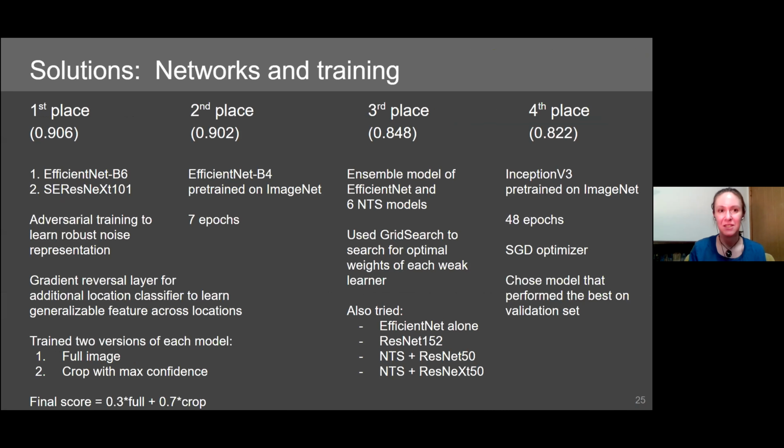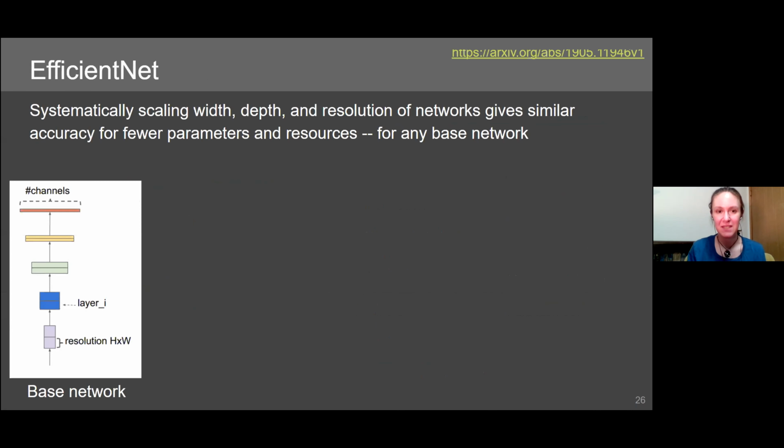Okay, so the top 3 teams used EfficientNet, and then the first and second place teams specified. So you see EfficientNet B6 or B4. So the EfficientNet people did another thing around the same time they were making EfficientNet: they figured out a good way to scale networks.